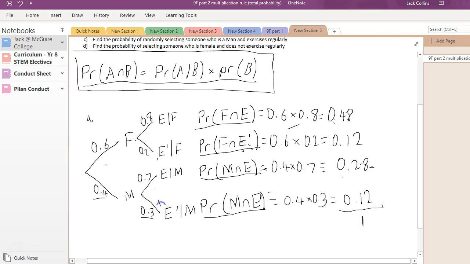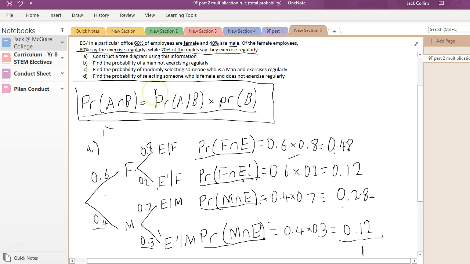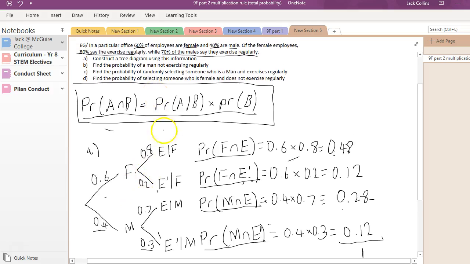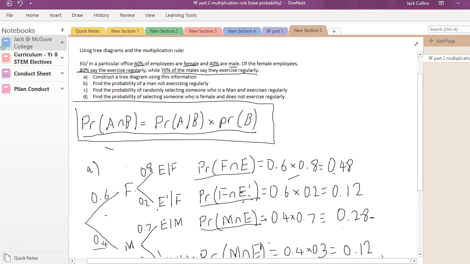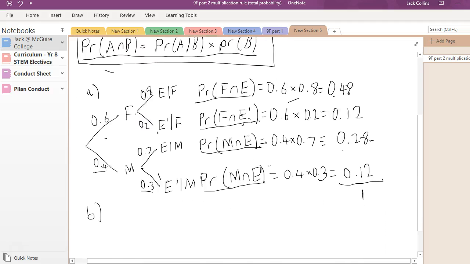And then, for some questions, you don't always need to draw out this full diagram because you can just use this rule up here. But the trick is reading the question carefully. So find the probability of a man not exercising regularly. This isn't asking to find someone who is a man and doesn't exercise. It's just asking the probability of a man not exercising regularly. Okay? Probability of a man not exercising regularly is this one here.